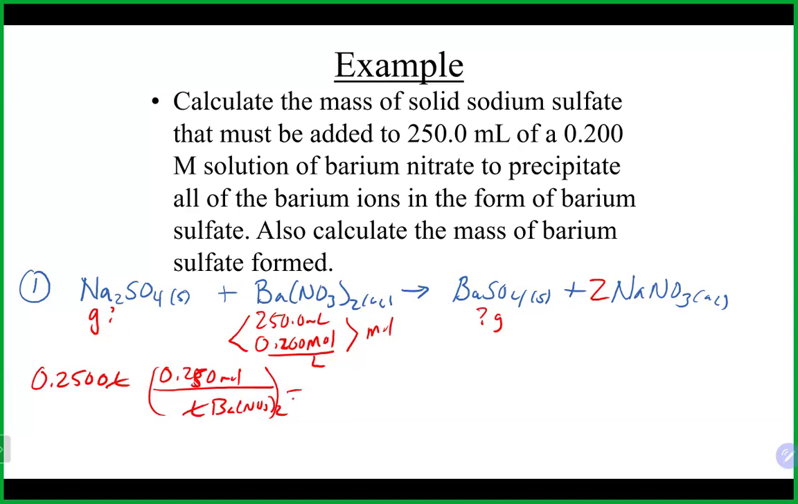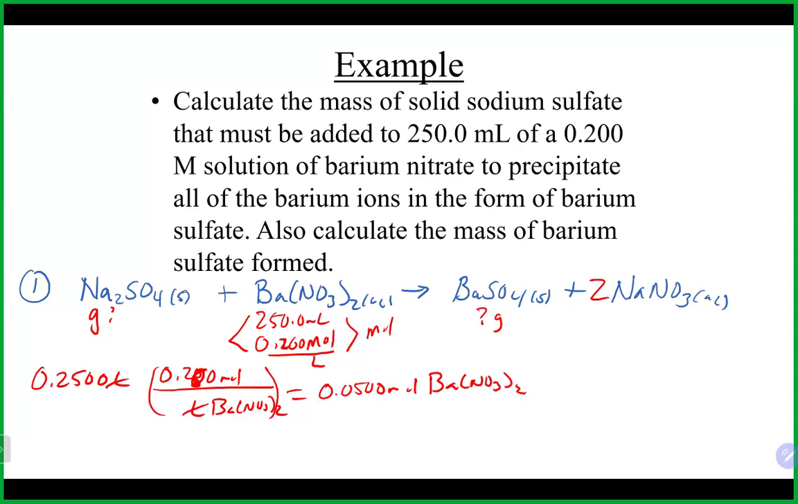Liters are going to cancel, and that's going to get me here 0.25. Actually, it was 0.2. There, I looked at the wrong number. Times 0.25 times 0.2, going to give me 0.05 moles of barium nitrate.